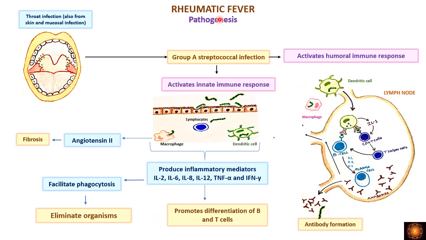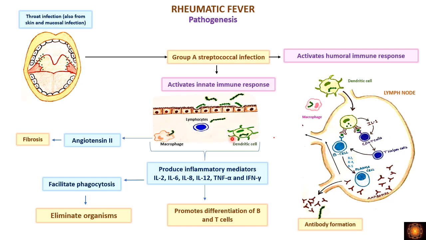Now, what happens when we get the infection? Initially, we have the pharyngeal infection. The bacteria group is streptococci. What it does is it activates both the innate immune response and the humoral immune response. The innate immune response: this streptococci directly activates the sentinel cells present in the tissue, the first defense mechanism. So we have macrophages, dendritic cells, and lymphocytes which are present in the subepithelial tissue. These cells get activated.